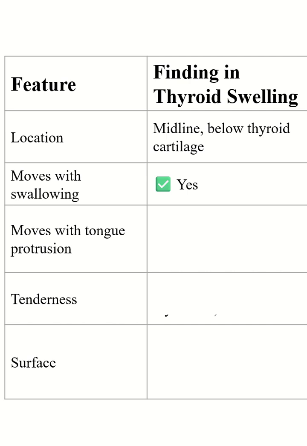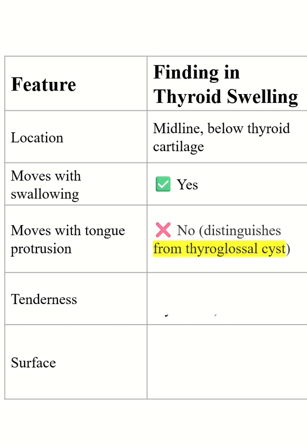So now I'm doing this test of putting the tongue out to distinguish this from a thyroglossal cyst. Remember, both thyroglossal cyst as well as thyroid swelling will move up during swallowing, but only the thyroglossal cyst will move with the tongue protrusion, but thyroid swelling will not move with the tongue protrusion.